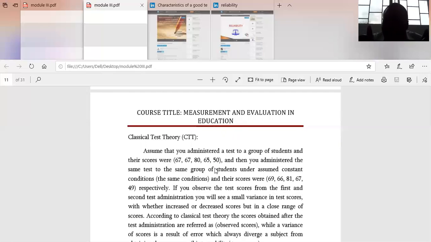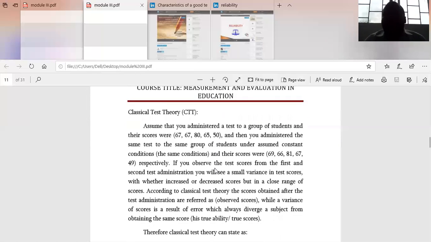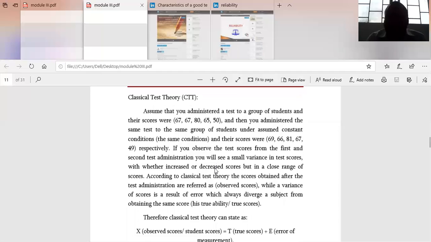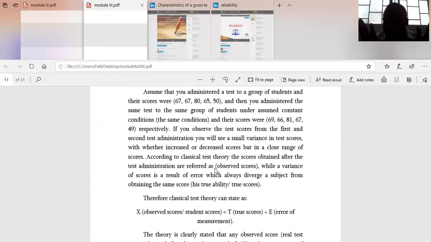the scores obtained after the test administration are referred to as the observed score. The scores obtained after the test administration, we call the observed score. While the variance of the scores is the error, which is always diverging, the score a subject would obtain consistently, we call the true ability or true score. Therefore, under that idea of classical test theory, the observed score, or student score, we may call X. How do we obtain that observed score? X is equal to T, that is the true score, plus the error, which is E.